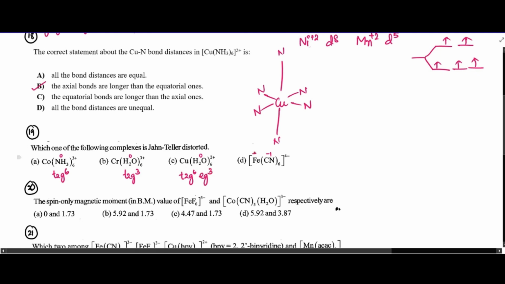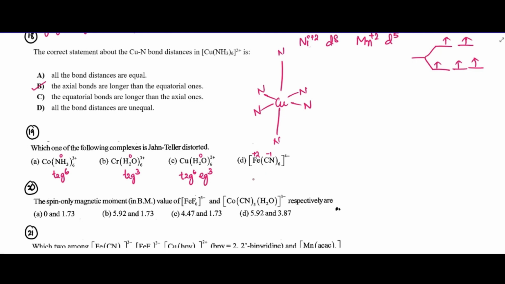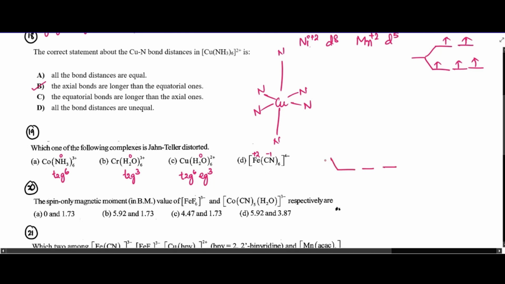This is Fe 2 plus with a strong field ligand, and it's D6. Strong field ligand will have strong separation, and hence 1, 2, 3 going into the lower level, and 4, 5, 6 will get paired over there itself. T2G6. Correct? So the correct answer to this question is option C.